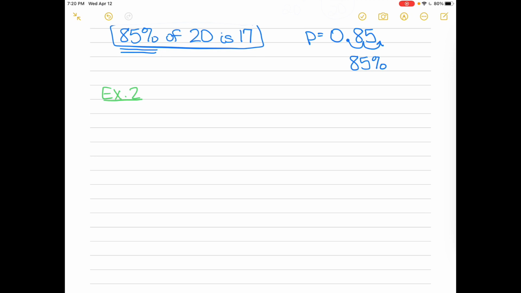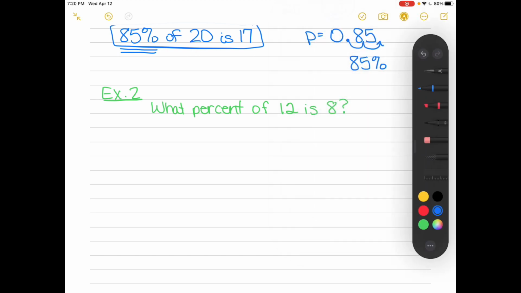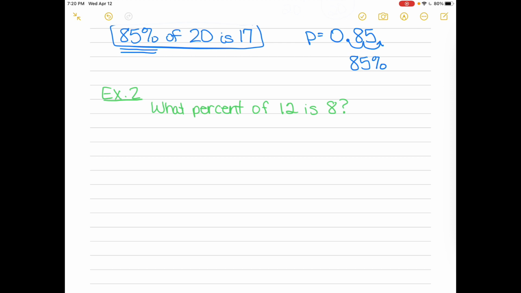Okay, on example 2, it says, what percent of 12 is 8? Okay, so once again, we're going to just walk right through this where we're going to just write an equation. Here's the "is 8." That means equals 8, right? That 12 is going to stay there. We said "of" meant times.